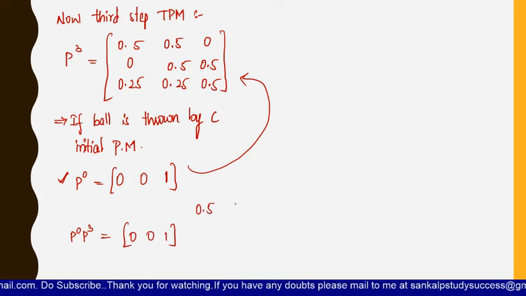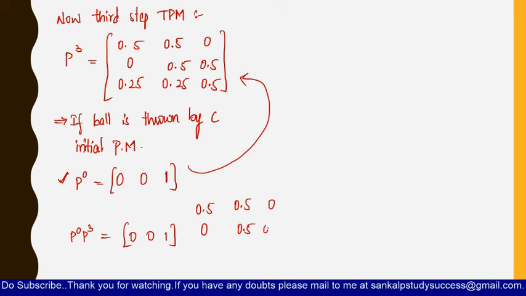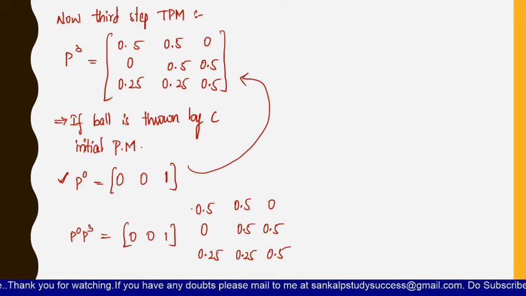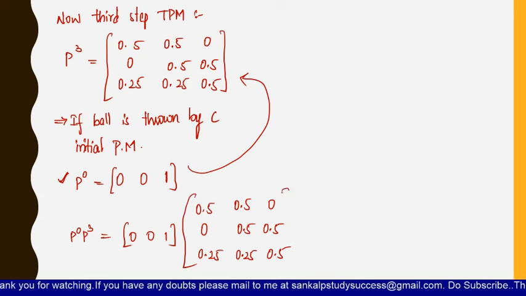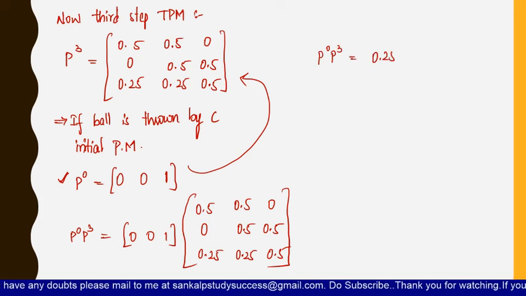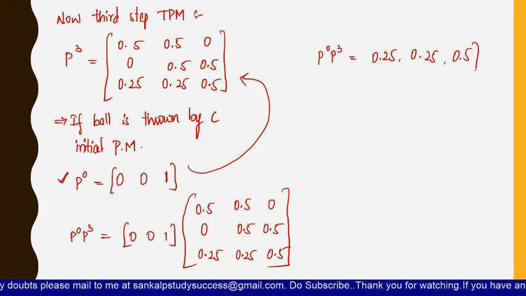And here it is: 0, 0.5, 0.5, 0, 0, 0.5, 0.5. Then 0.25, 0.25 and 0.5. So if you multiply these two, you will get the probability after 3 throws. That means P to the power of 0 into P cube, which becomes 0.25, 0.25 and 0.5.